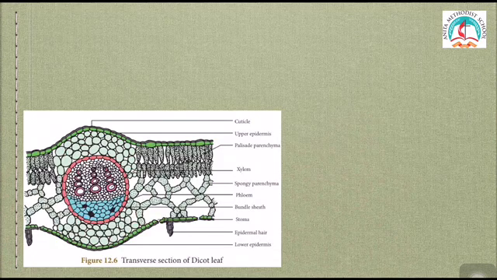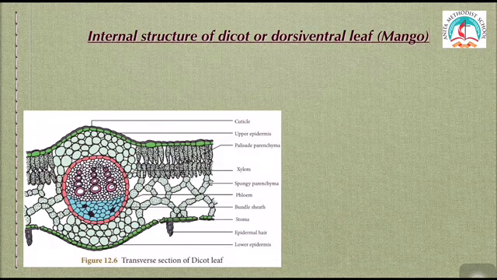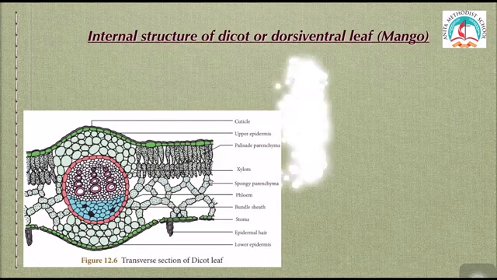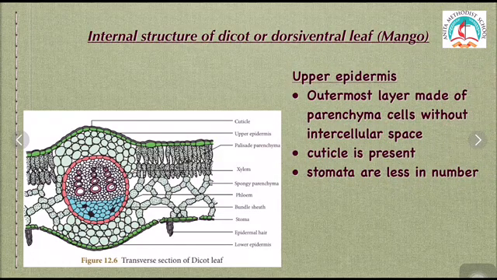Let's see the internal structure of dicot or dorsiventral leaf. Dorsiventral leaf means the leaf that has two surfaces. The thin transverse section of dicot leaf shows the following structures. The first structure is upper epidermis. As we know, epidermis is the outermost layer made up of parenchyma cells without intercellular space. You can see here there is no space between the cells. Cuticle is present. Can you see above the upper epidermis a thin line is running, which is called cuticle.